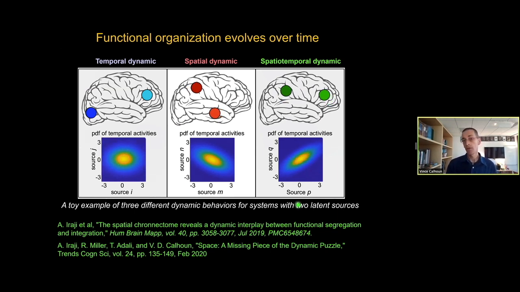Functional organization evolves over time, as we know, but I've been talking about temporally dynamic approaches here, where we assume a fixed spatial region and changes in coupling over time between them. But you can also imagine a spatial dynamic approach where the nodes themselves are moving around, but the coupling between them is staying the same, or maybe they're shrinking, or maybe they're growing. And then a full spatial temporal dynamic approach where both space and time are changing.